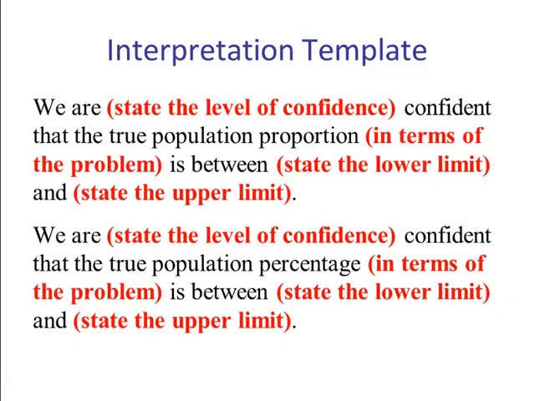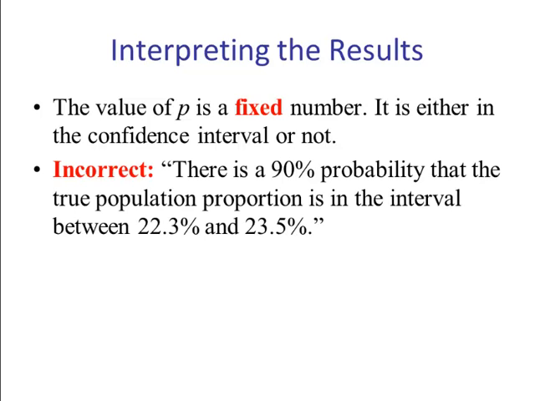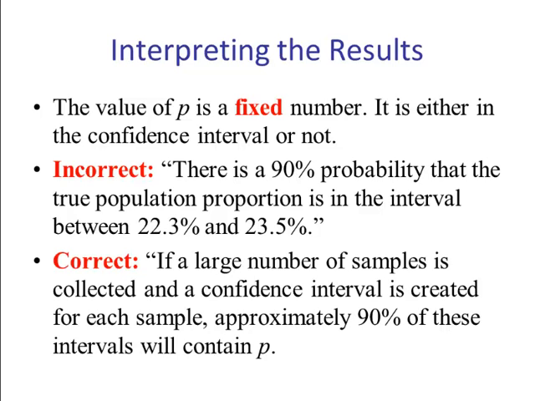Okay, let's look at some misconceptions about the interpretation. Now the value of p is a fixed number. It is either in the confidence interval or not. So it would be incorrect to say there is a 90% probability that the true population proportion is in an interval. What is correct to think about is if a large number of samples is collected and a confidence interval is created for each sample, then approximately 90% of these intervals will contain p. We're just not sure if our confidence interval contains p or not.